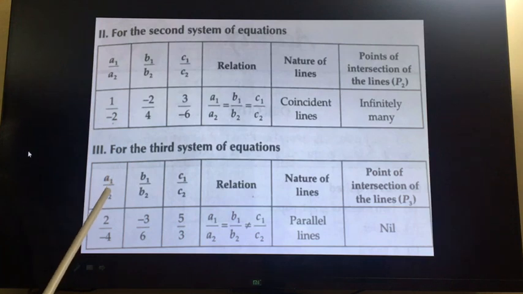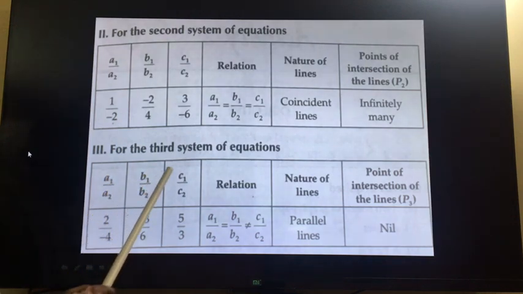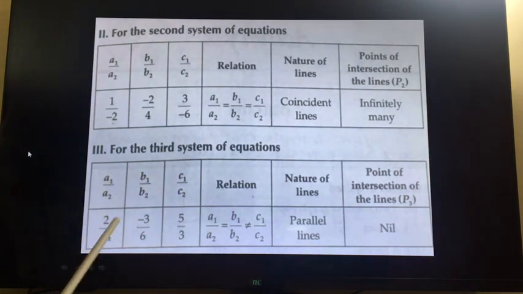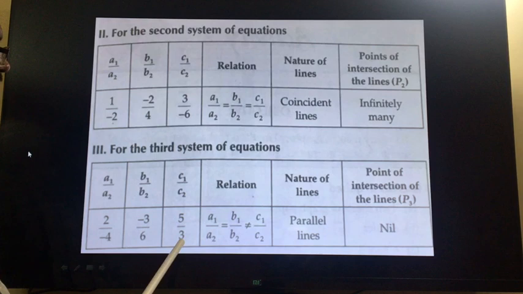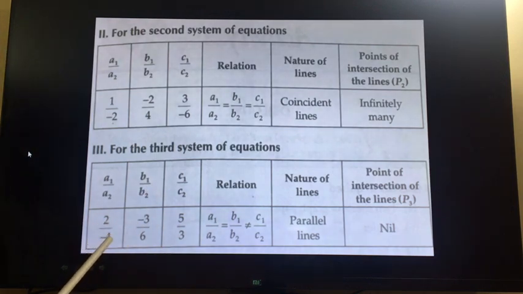So you will write the value of a1 upon a2, b1 upon b2, and c1 upon c2. So a1 upon a2 is 2 upon -4, b1 upon b2 is -3 upon 6, and c1 upon c2 is equal to 5 by 3. So here we are observing 2 by -4 is -1 by 2, -3 by 6 is also -1 by 2, and 5 by 3.